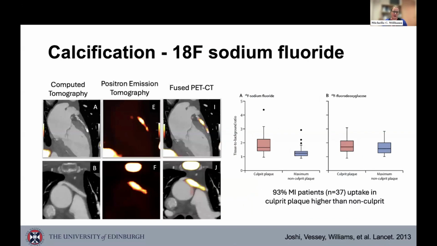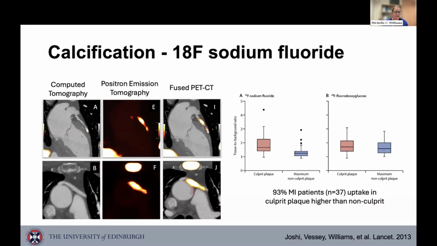We've just had our new total body PET scanner installed here, and I don't have any images quite yet to show you of that, but I'm really excited to do this sort of imaging with the improved resolution of the new scanner. So these images are all with our previous PET CT and PET MRI scanners. First, this is calcification. So sodium fluoride, 18F sodium fluoride, is a marker of microcalcification.